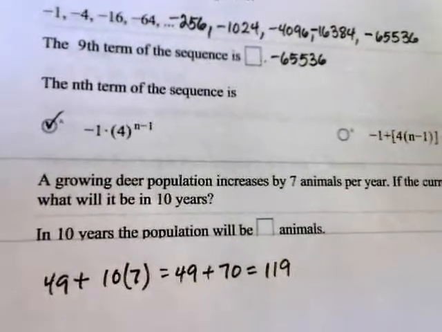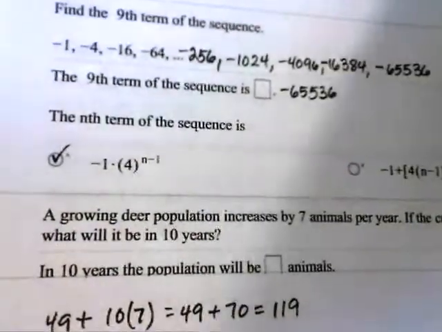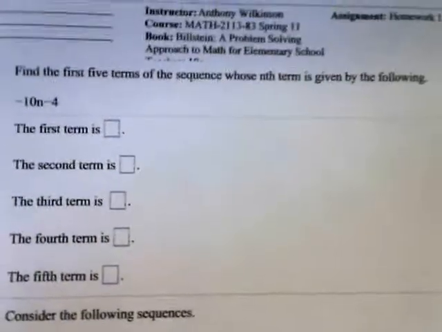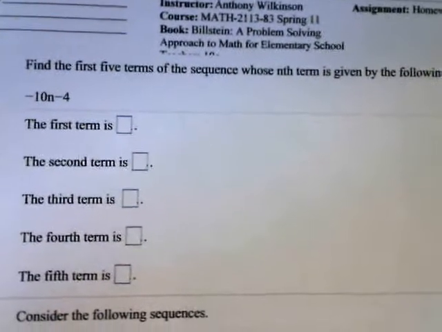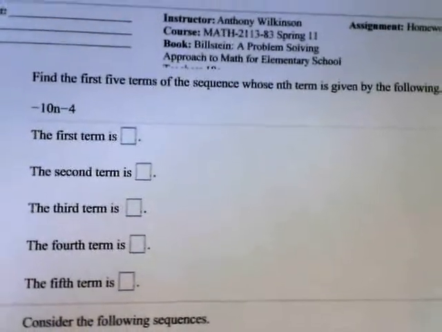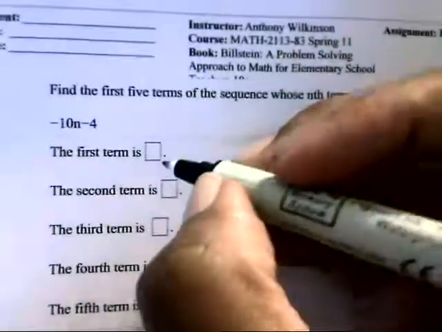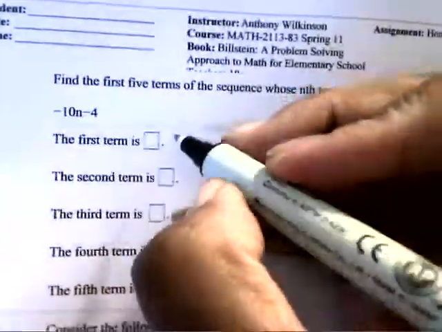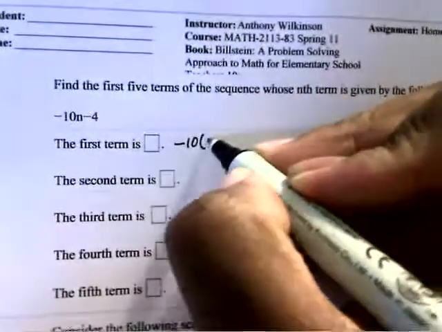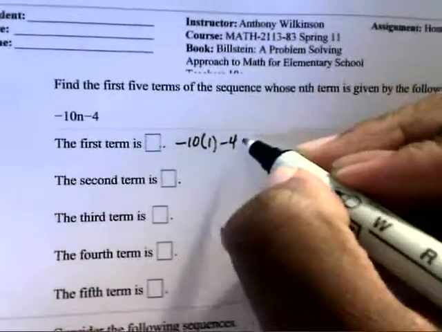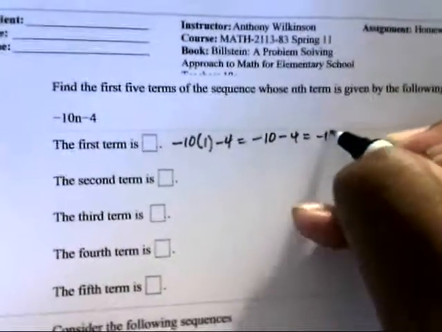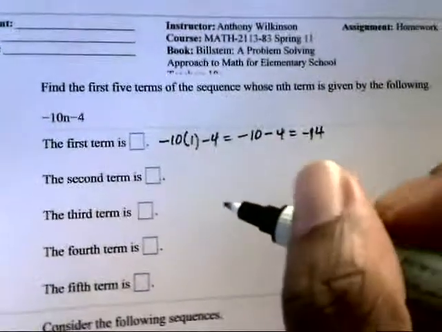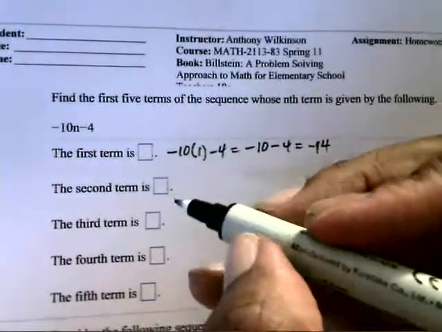All right, problem number 4 is this. Here we're going to find the first 5 terms of the sequence whose nth term is given by the following: -10n minus 4. In this case, the first term will be n is equal to 1, so that'd be -10 times 1 minus 4, or -10 minus 4, which is -14. So the first term would be -14.